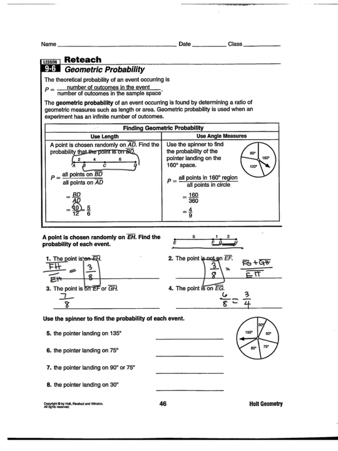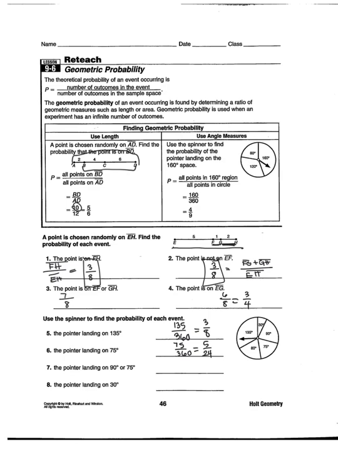All right, moving on to questions 5 through 8. On question 5, it says the pointer landing on 135. So we have 135 out of the entire circle, 360. We would do 135 over 360, and that would simplify to 3/8. On example 6, it says the pointer landing on 75. So again, 75 over the entire circle, part over whole, 360, and that simplifies to 5/24.